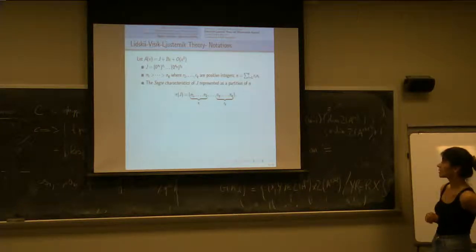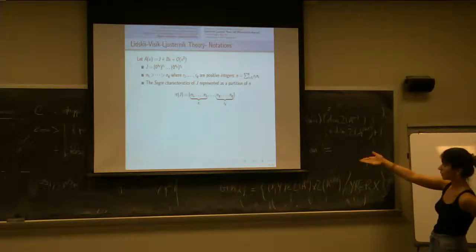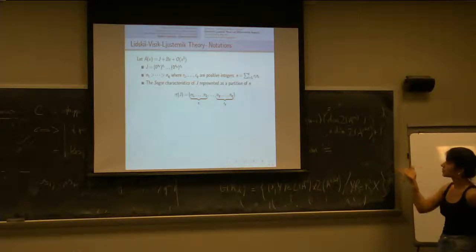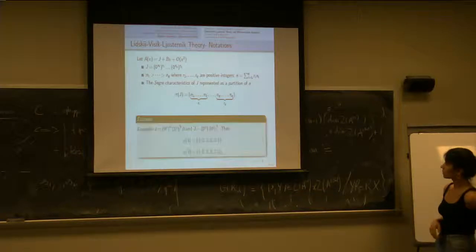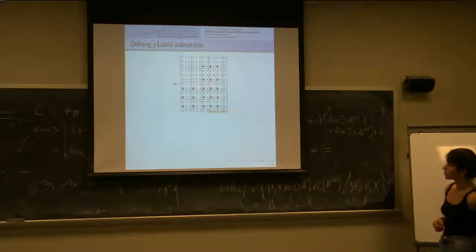So the cyclic characteristics of J, as it is known, can be represented as a partition of N. So sigma J will be N1 counted R1 times, etc., and NQ counted RQ times. So for these Jordan canonical forms, the cyclic characteristics are given by this notation.